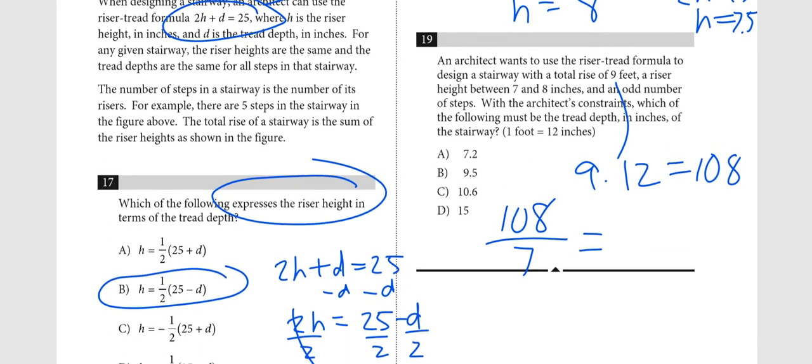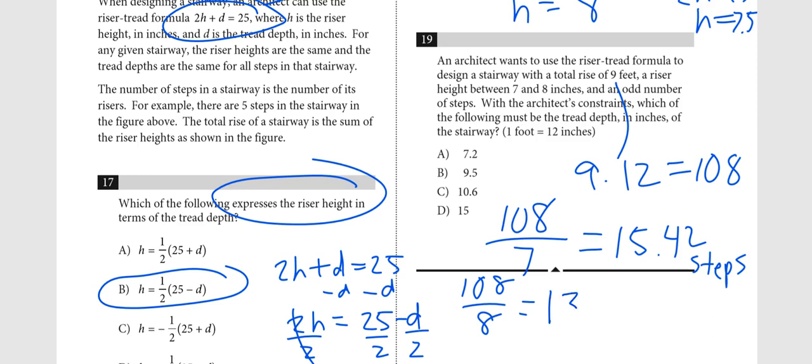So, figured out there's 108 inches to cover in this total rise. If we do 108 divided by 7, we find out that there would be 15.42 steps. These are steps, okay? Not inches for the steps, because that would be a giant step, right? If we change that to 108 divided by 8, because they said we could go between 7 and 8 for the riser, we get 13 and a half.